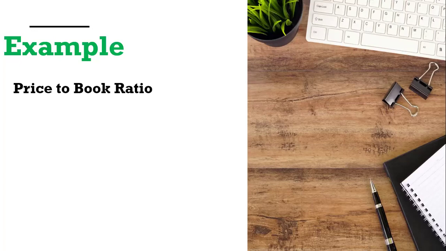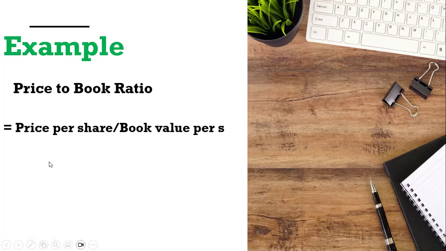Most of the time, some students confuse the book value with the book value per share numbers, and then they get the wrong answers. So here you take the price per share divided by book value per share. Once you get that, you take the $20 divided by $10. So now you have 2x.